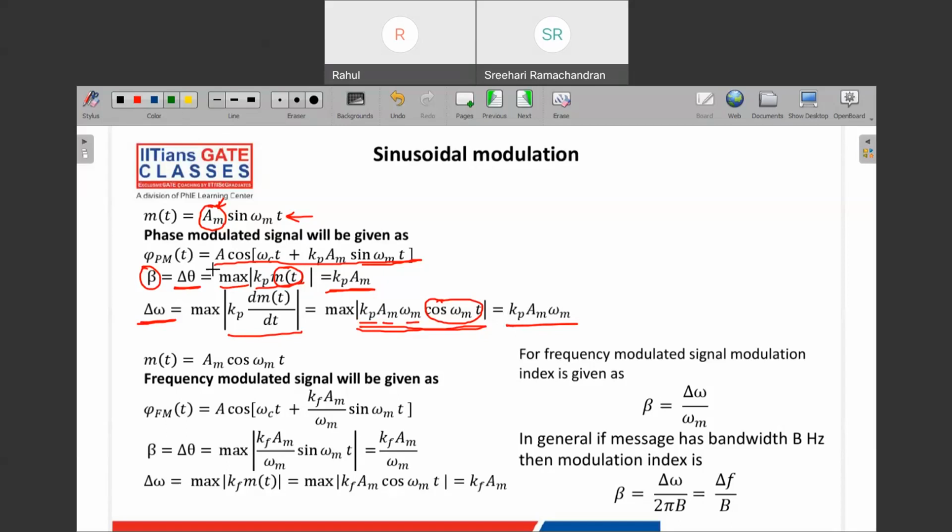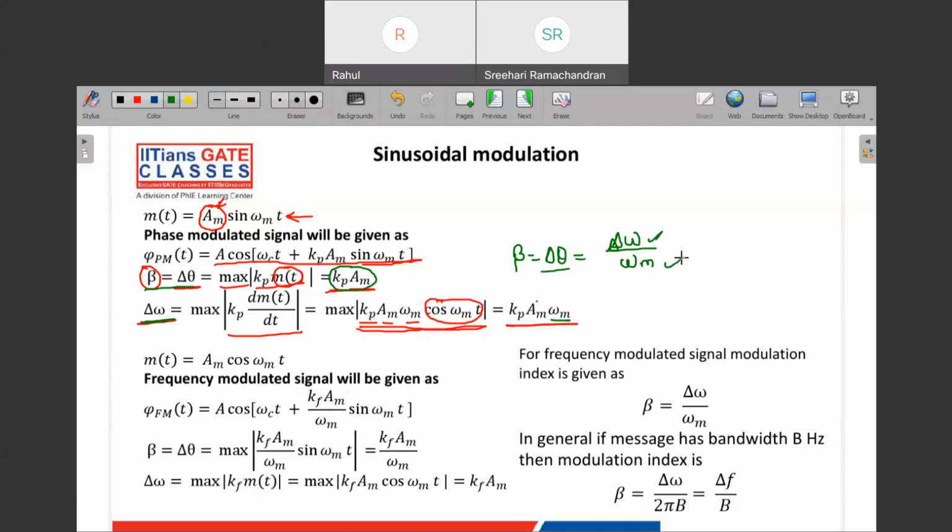Now, if you see this phase deviation and the maximum frequency deviation, there is a relationship: beta, which is equal to delta theta, will be equal to delta omega divided by omega_m. Here you have k_p A_m, and here you have k_p A_m omega_m. Once you remove omega_m by dividing, you get the phase deviation. So the phase deviation is equal to the frequency deviation divided by omega_m.